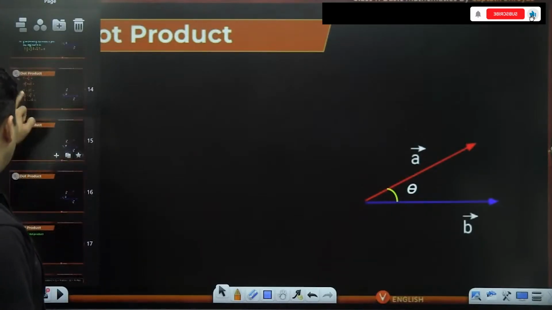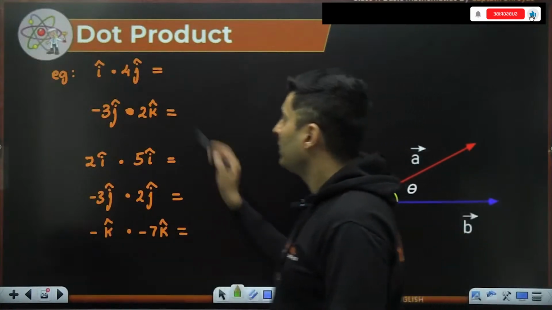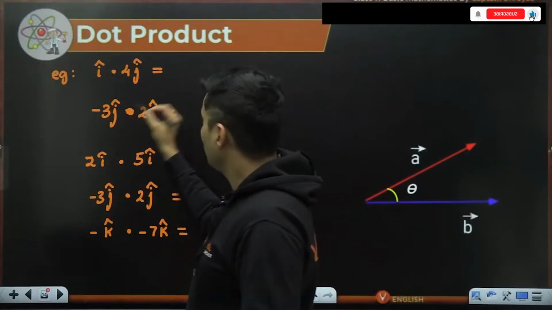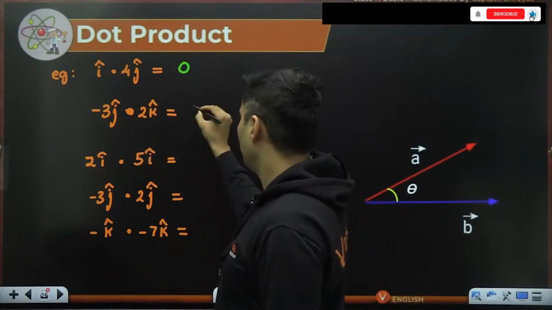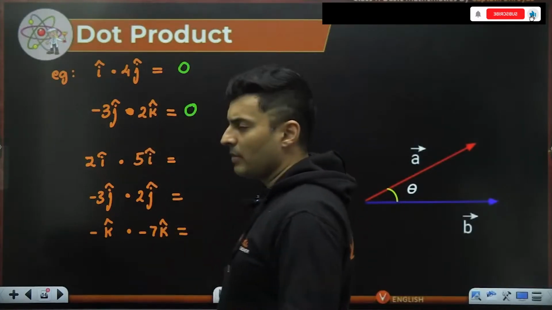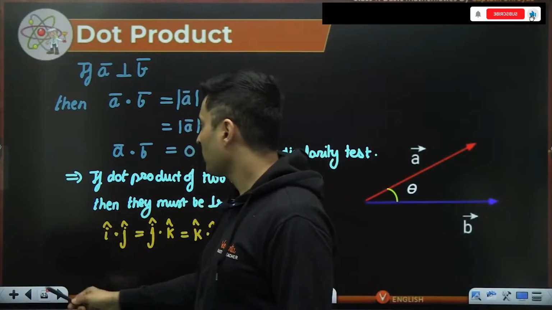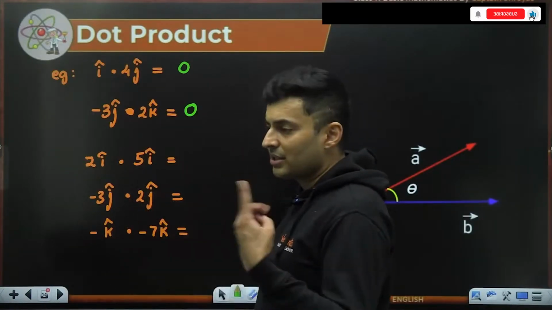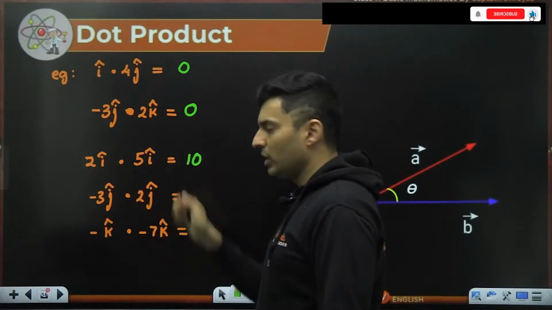What do you think are the answers for each one of them? Starting off with the first one, i and j are perpendicular. 100% the answer is 0. j and k are perpendicular, so the answer is 0. Whenever vectors are perpendicular, the outcome will be 0. That's what I just told you. Okay, i into i is 1, so 2 into 5 is basically 10.